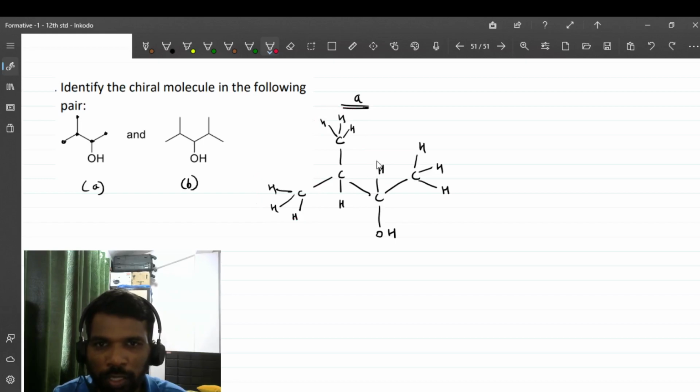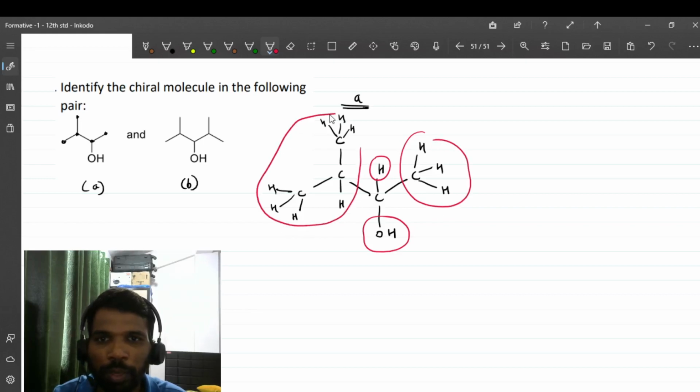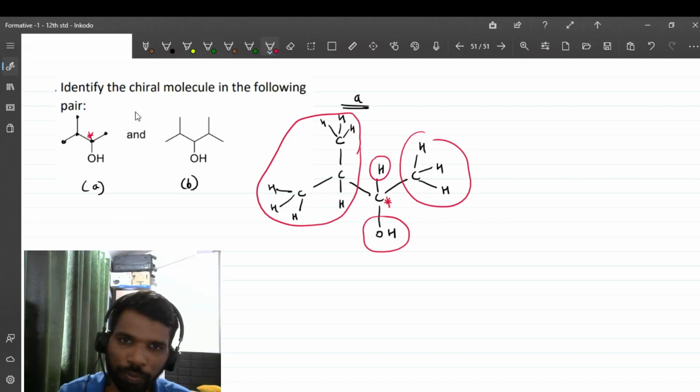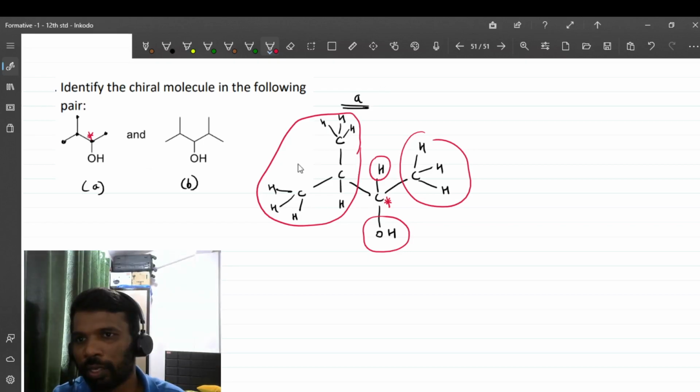If you think of this, this is hydrogen, this is OH, this is a methyl group connected, and this is some other bigger group connected. So all four groups are different. So this carbon is chiral. I will mark that this carbon is chiral over here. This is about structure A.